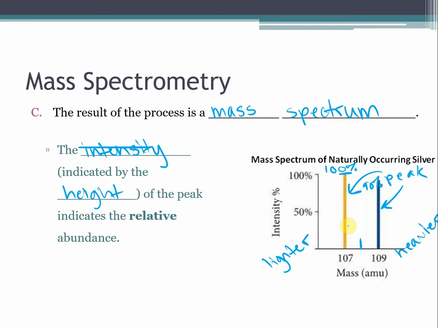When we were doing our calculations for average atomic mass, we were using percent abundance, but we can use our relative abundance, we can use our intensity, to find percent abundance.